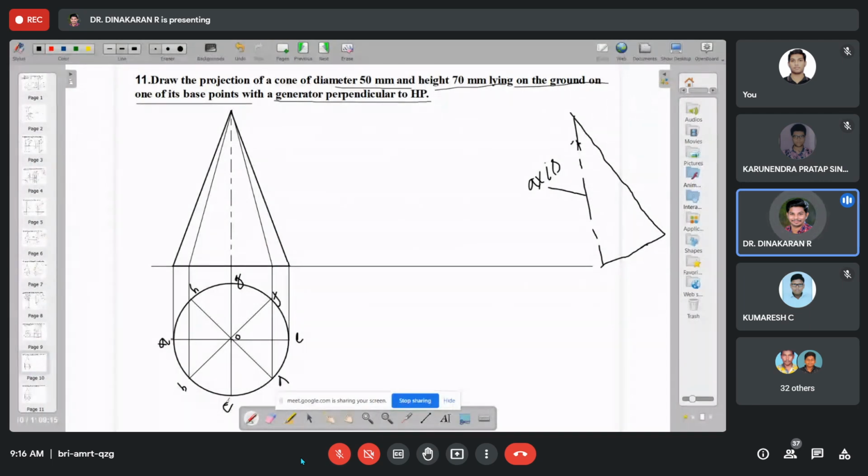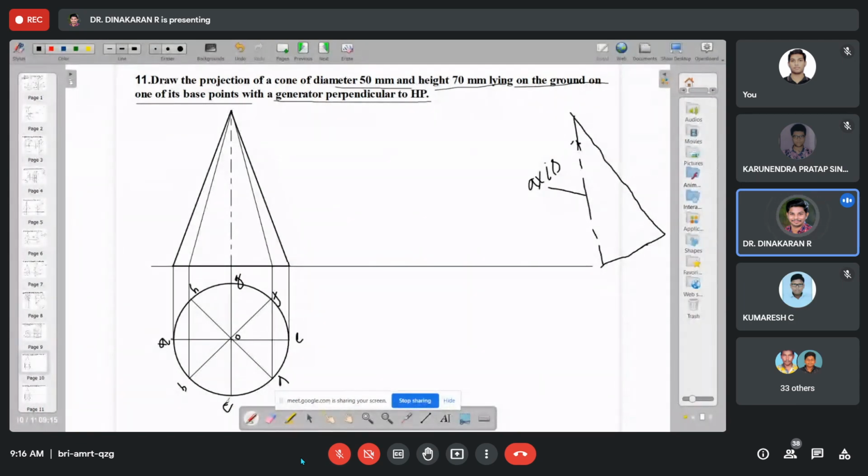What is the meaning of that O point? Apex point. Okay. So I drew a diameter of 50 mm, taking a radius of 25 mm in the compass. I drew a circle. After that I divided the circle into 8 equal parts. You know how to divide the circle. After that I placed the naming. Finally I'm going to the projection.